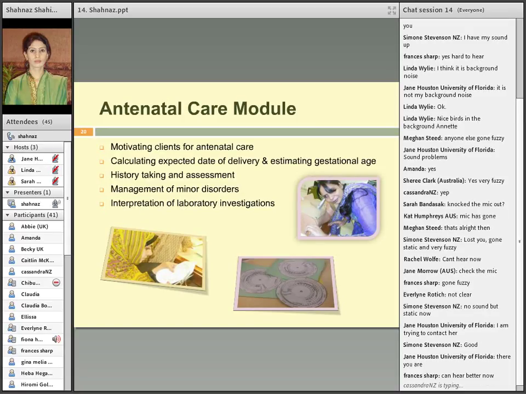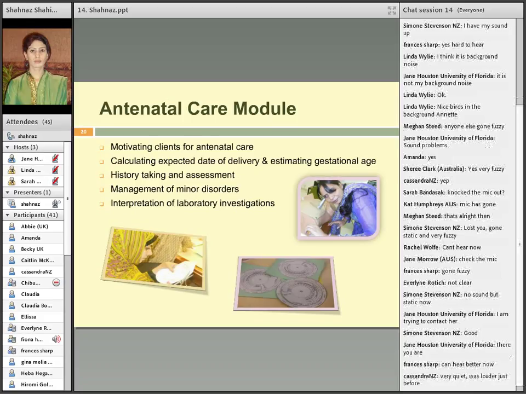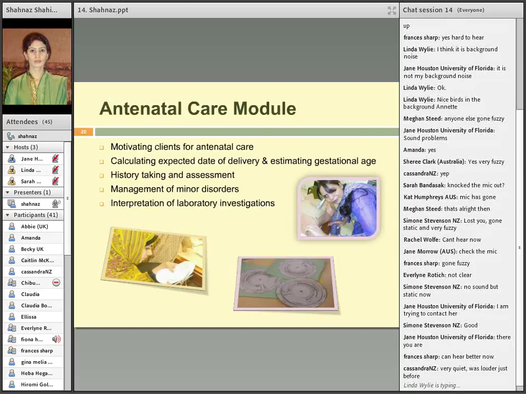These were discussed in detail, and you see some pictures. The participants are listening to the fetal heart sound, trying to hear. They did abdominal examination, and they were practicing developing EDD calendars, as they had never seen them before. We shared samples and taught them how to do it.